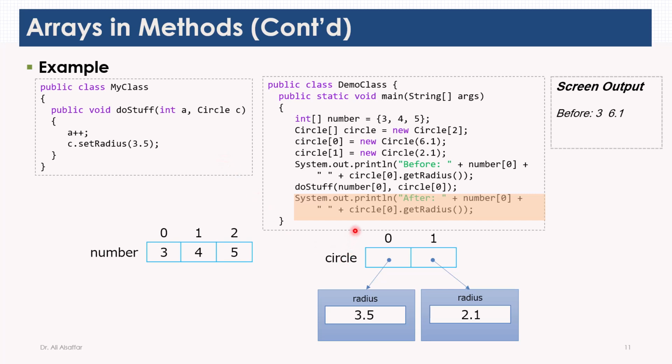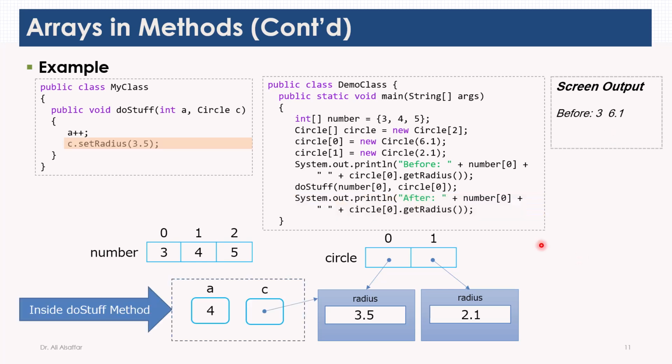So what will be printed for circle 0.getRadius? Circle 0 is pointing to this object, and the object's radius is 3.5. So this is the output. After returning back from the doStuff method, the value of number 0 has never changed. It is still 3, but the radius of the object that is pointed to by circle 0 has changed to 3.5. How did this change happen? It happened inside the method because we passed a reference.